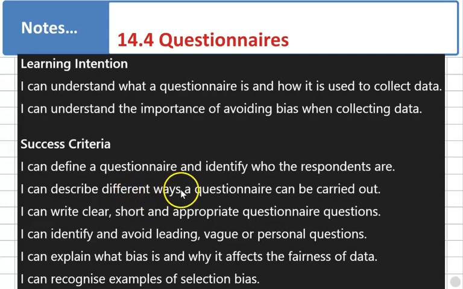I can describe different ways a questionnaire can be carried out. I can write clear, short, and appropriate questionnaire questions. I can identify and avoid leading, vague, or personal questions. I can explain what bias is and why it affects the fairness of data. I can recognize examples of selection bias.